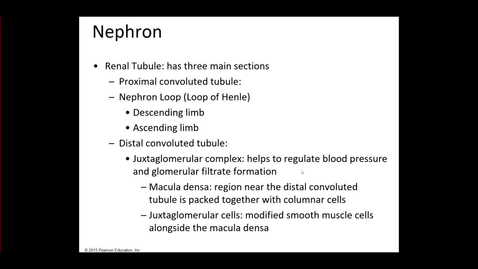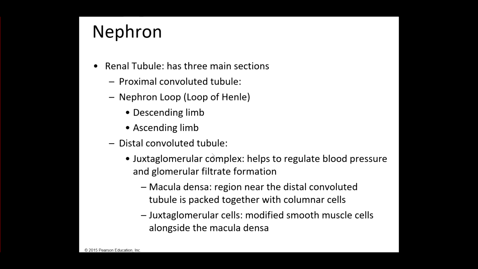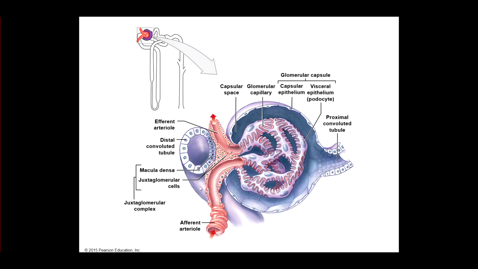You'll see the cells are densely packed. And like I said, they become a little bit more columnar, even though this picture is not really showing them as columnar cells. You definitely see them more packed. And then the juxtaglomerular cells, they're going to be alongside the macula densa, so they're going to be all around here. Okay, all these cells here.